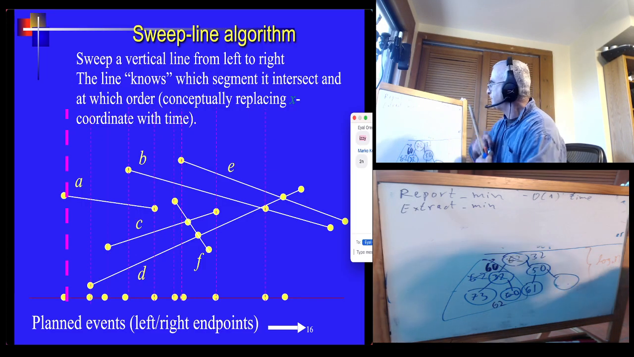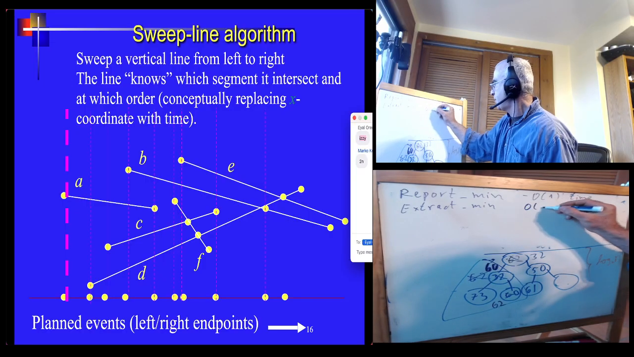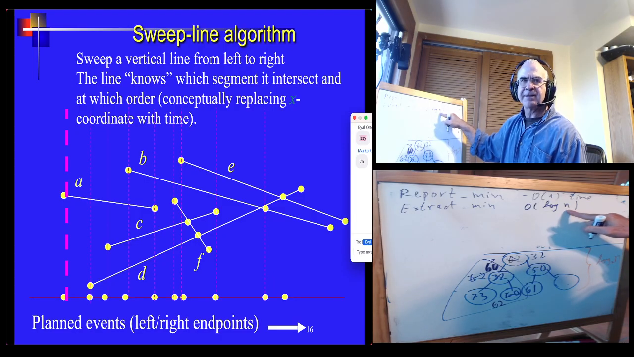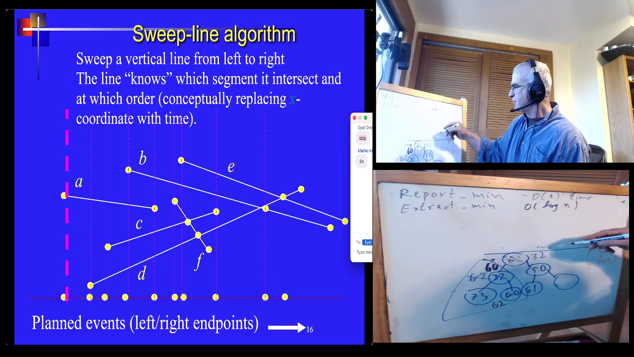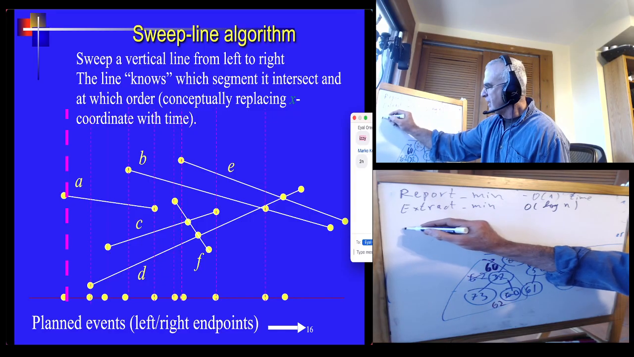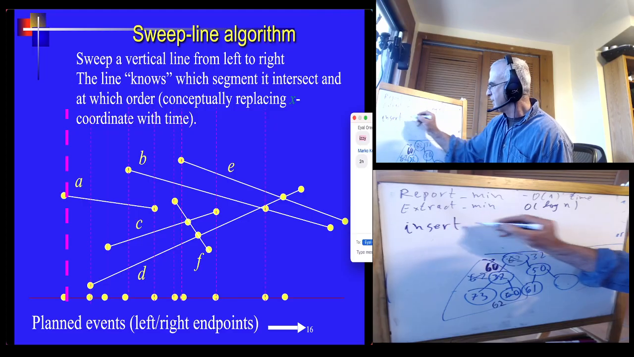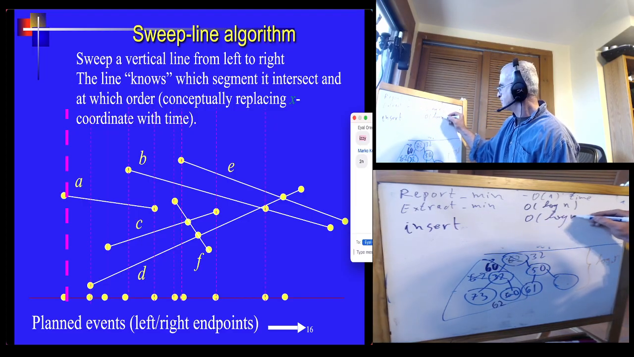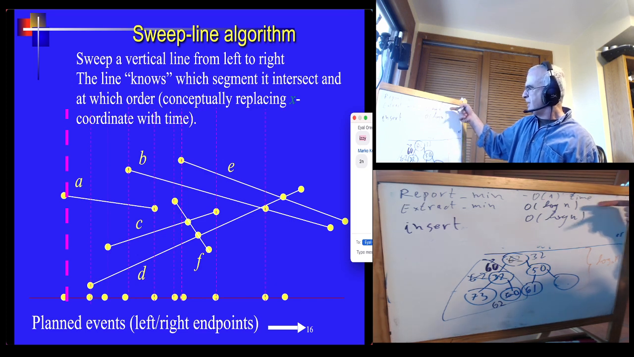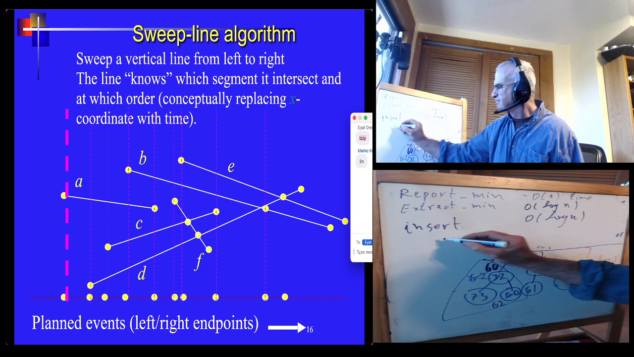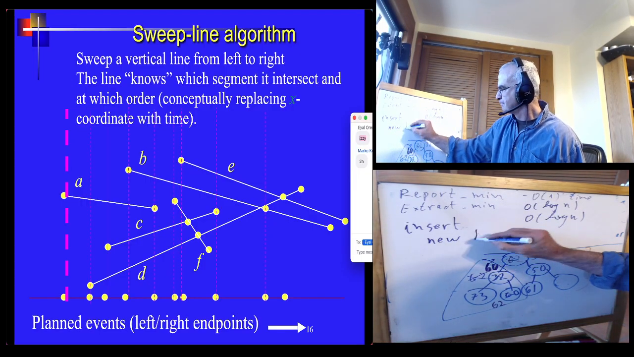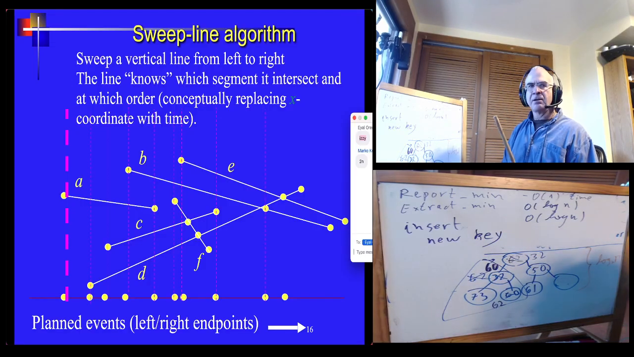So extract min takes order of log n, and the constant is really small. That's why it's so fast. They are very fast operations, much faster than a binary search tree. And a similar idea will tell you that you can do insert in the same time. So you can report the min, you can extract the min in log n, you can insert a new key. Insert new key will also take log n.